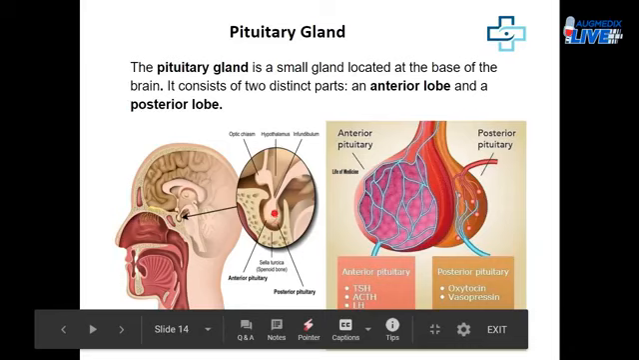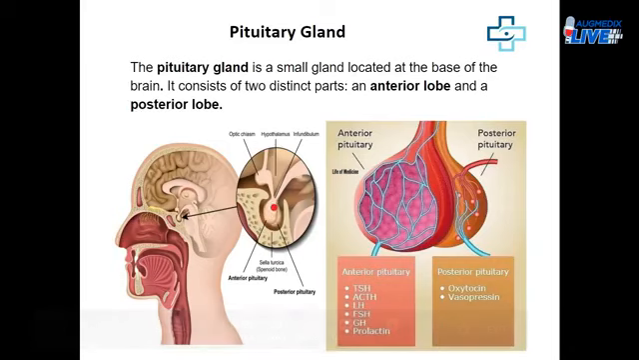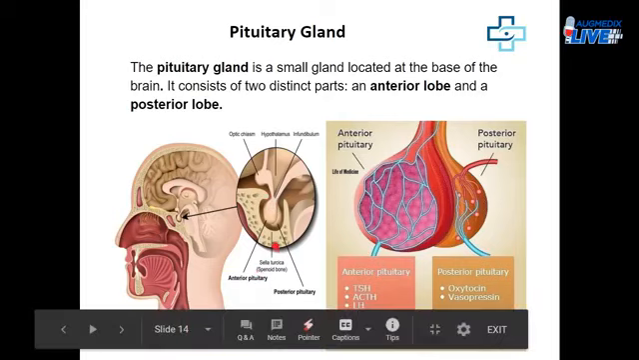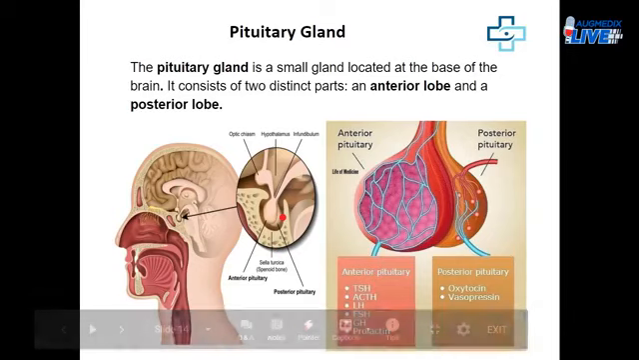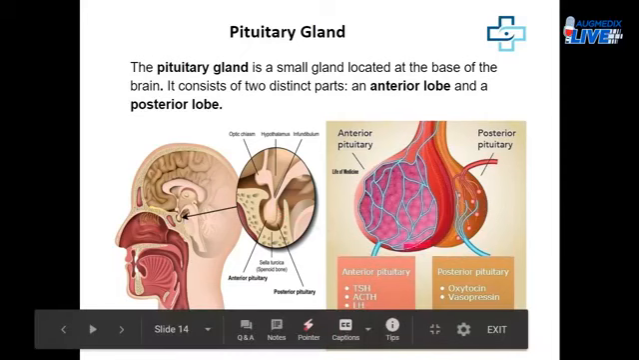The pituitary gland is located at the base of the brain, at the top of the sphenoid bone, in the cavity known as the sella turcica. For pre-ST, you just have to remember the base of the brain and the name of the bone, the sphenoid bone. Now this is the pituitary gland. The first part is the anterior lobe or the front lobe, and this is the posterior lobe.